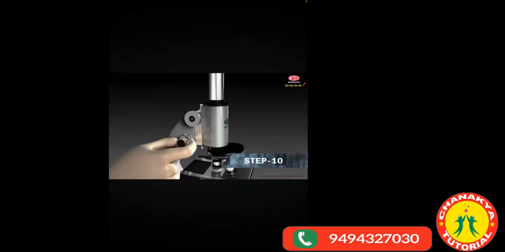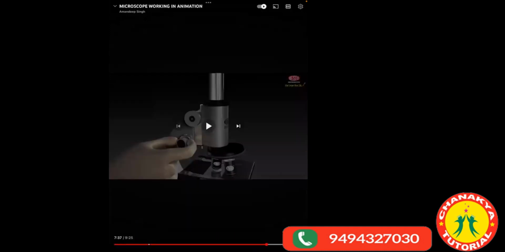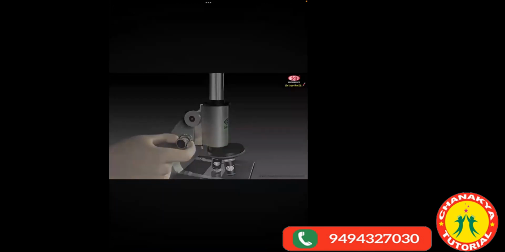Step 10. Now adjust the aperture control with the help of the diaphragm. Close it until the circle of light dims and then open it again slightly and stop where you get maximum resolution of the slide. According to the need of the object, we have to slowly and gradually turn the knob forward and backward to bring the sample in view.